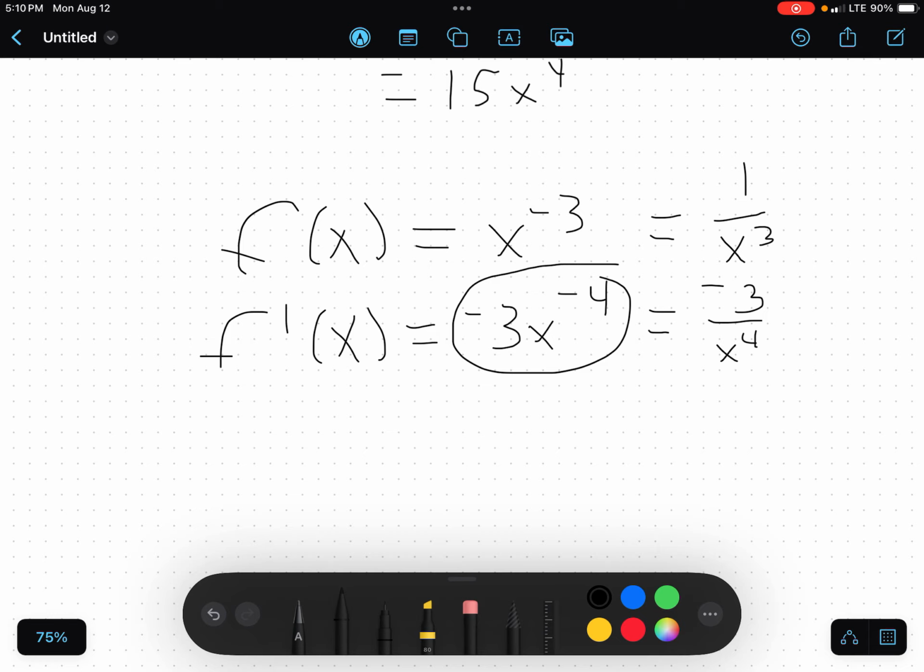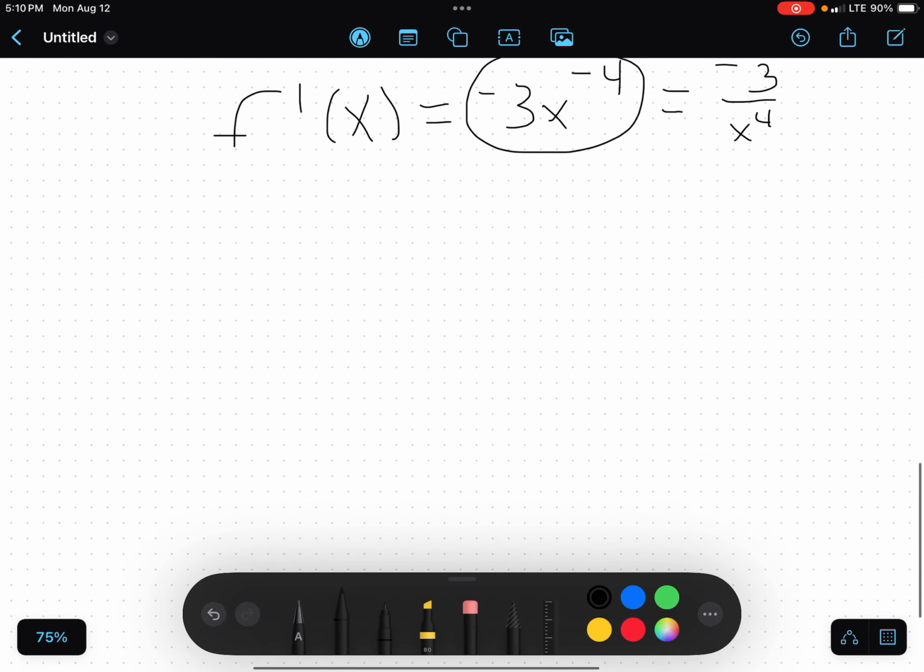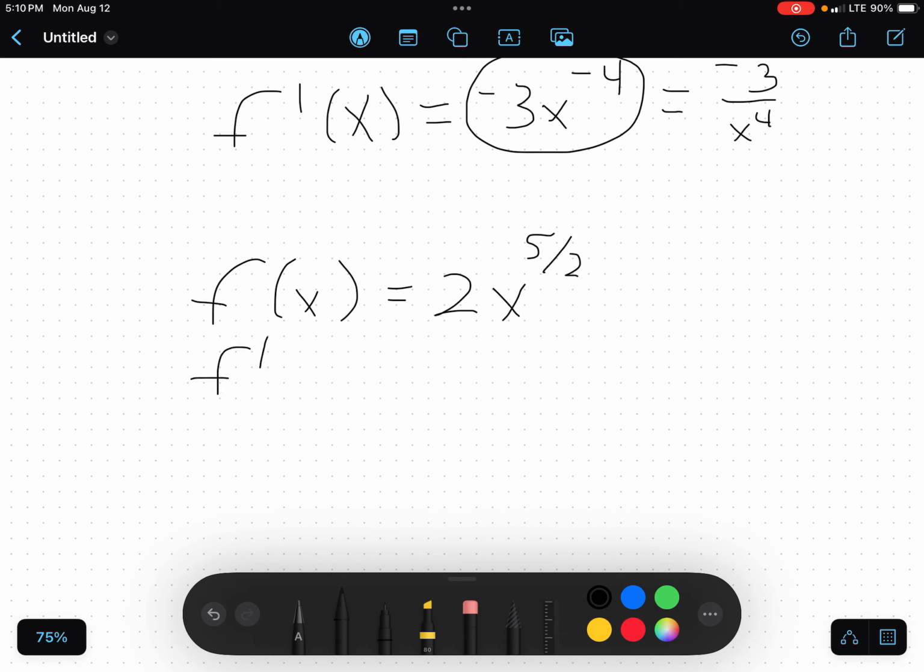What about fractions? Well, fractions come in a couple of different flavors. First, let's pick something like f of x is equal to 2x to the 5 halves. Well, then f prime of x will be, so I have to do 5 halves times 2, which is like 10 over 2, which is 5. X to the, well, 5 halves minus 1 is like taking away 2 halves, so we get 5x to the 3 halves. That's not so bad.